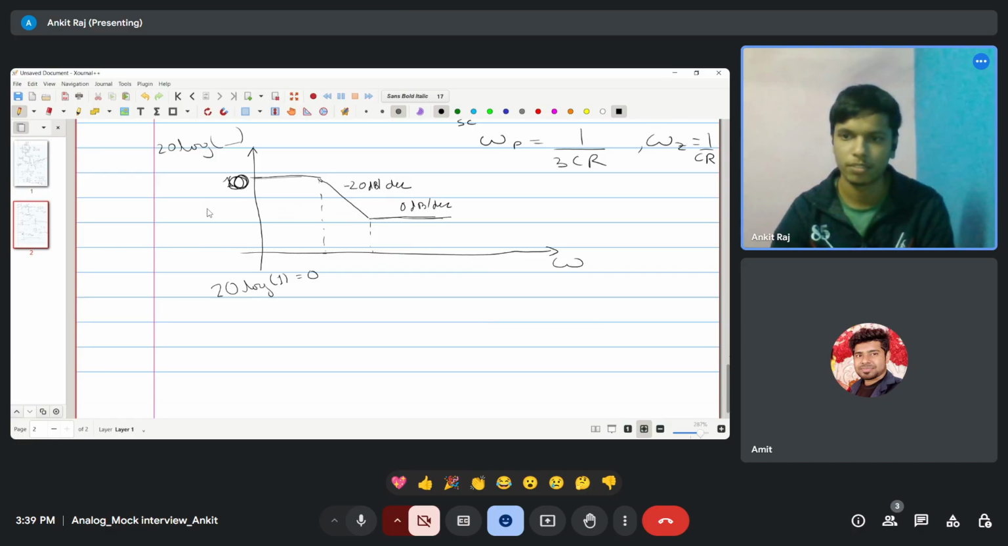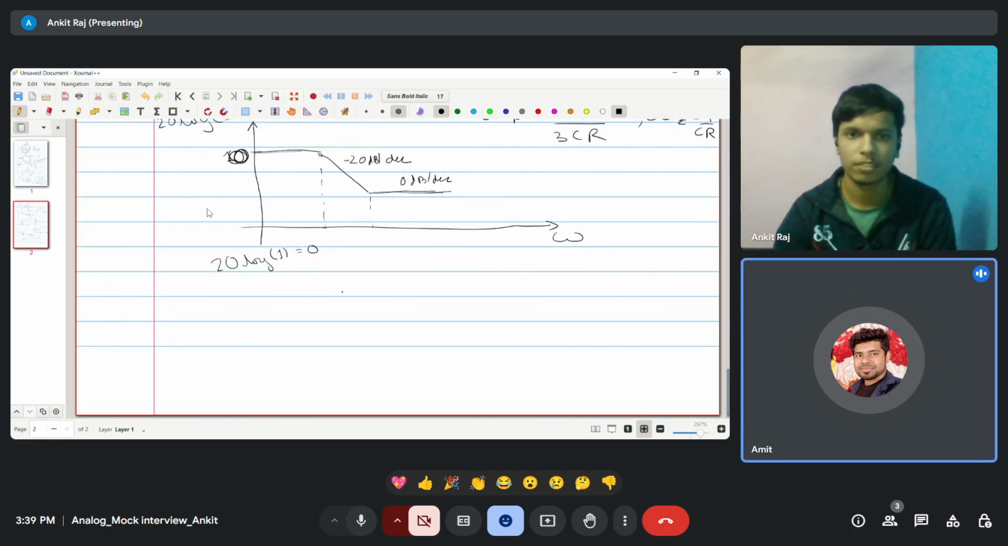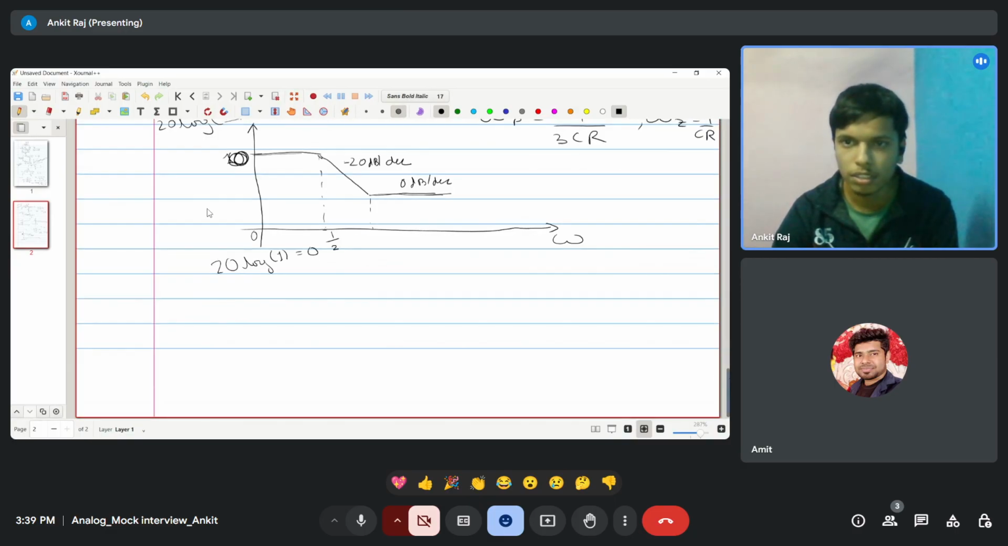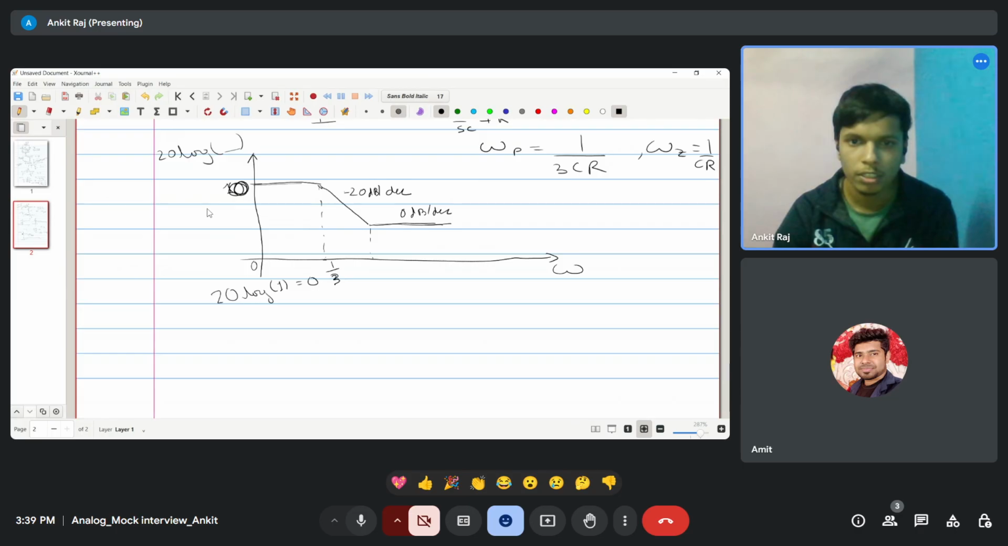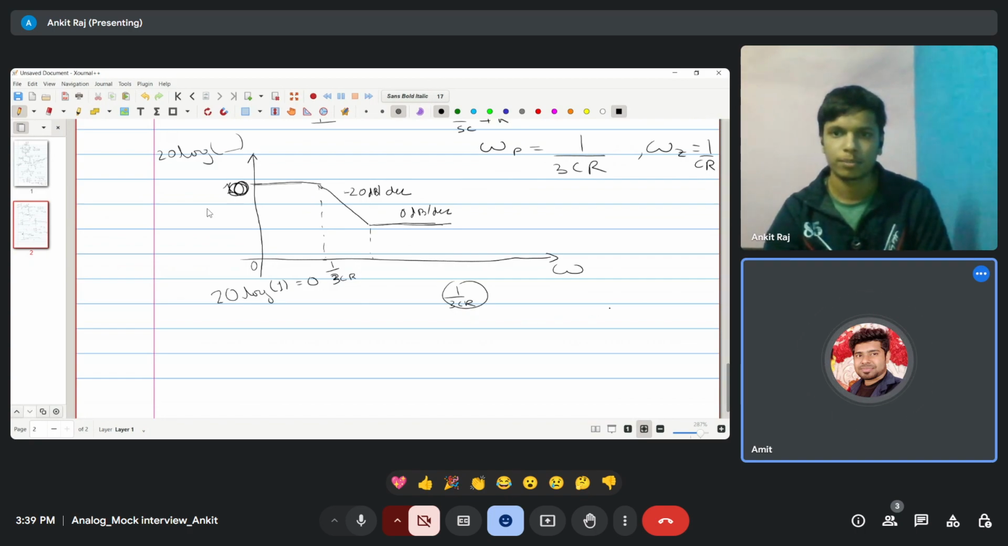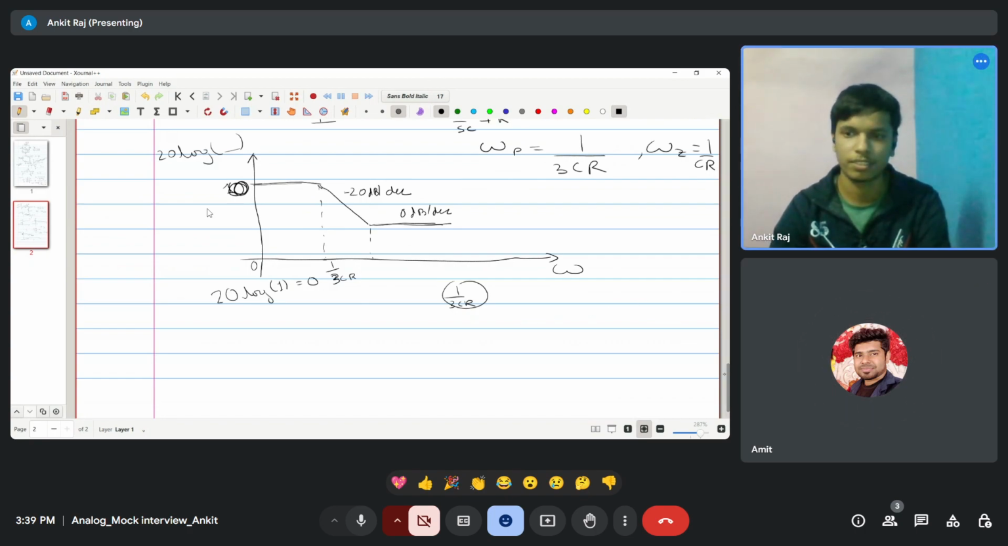Now can you tell what is the bandwidth of the circuit? It is 0 to 1 by 3CR. For a first order circuit, the bandwidth is itself the first pole, right?